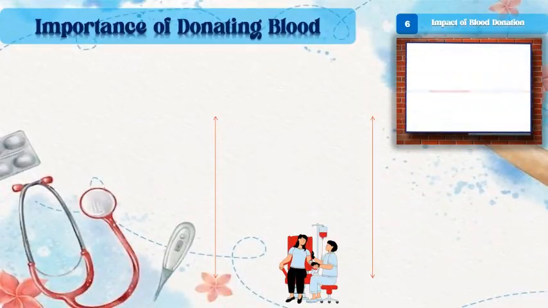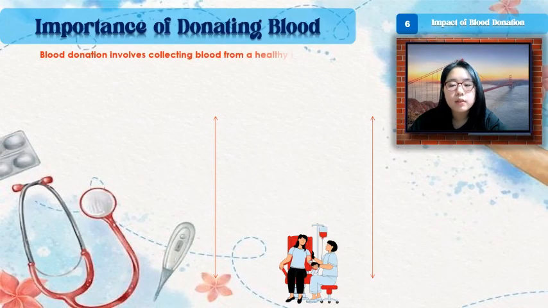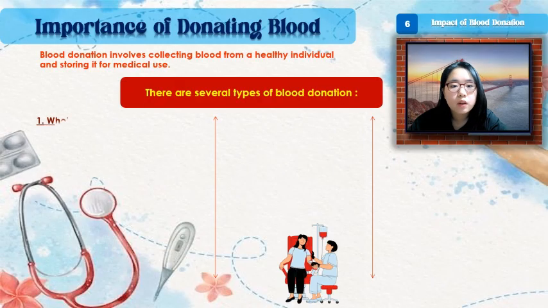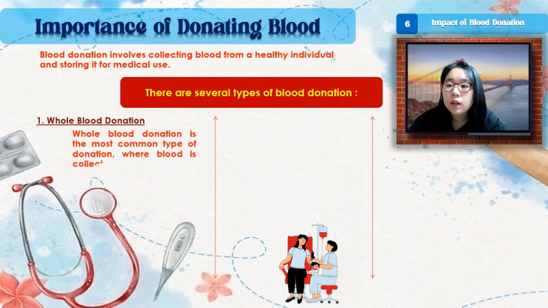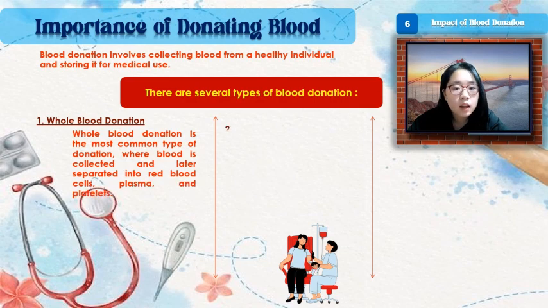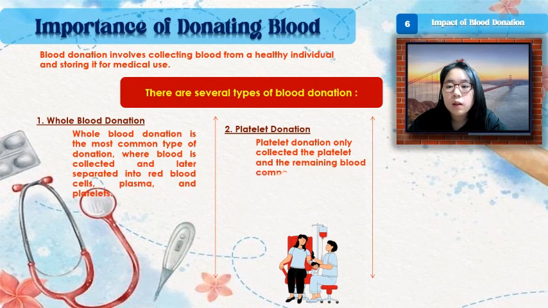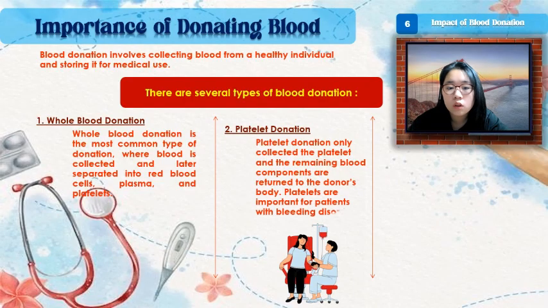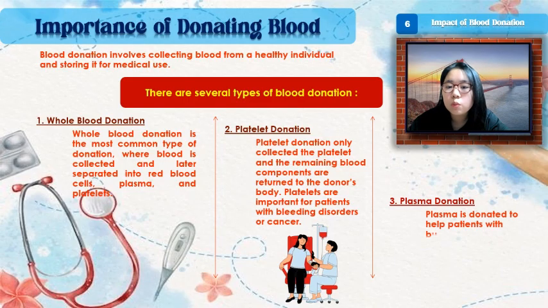Blood donation involves collecting blood from a healthy individual and storing it for medical use. There are several types of blood donation. First, whole blood donation. Whole blood donation is the most common type of donation, where blood is collected and later separated into red blood cells, plasma, and platelets. Second, platelet donation. Platelet donation only collects the platelets, and the remaining blood components are returned to the donor's body. Platelets are important for patients with bleeding disorders or cancer. Third, plasma donation. Plasma is donated to help patients with burns, shock, and clotting disorders.